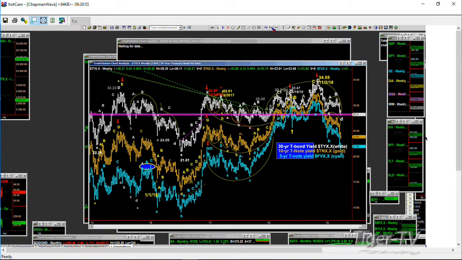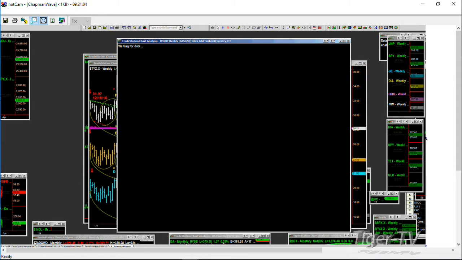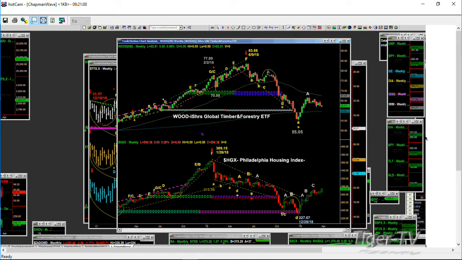This economy, when you're getting jobs, when you have some technical problems, but in reality, I hope I can get this particular chart. Control R. Yes, there it is. Look, this is the international picture. The global timber and forestry ETF. I follow this. I show my subscribers in my opening call.